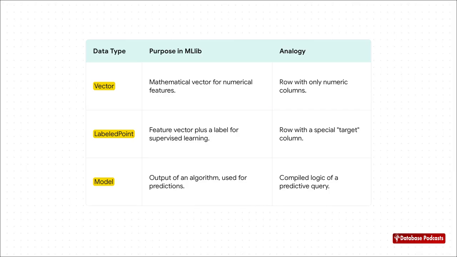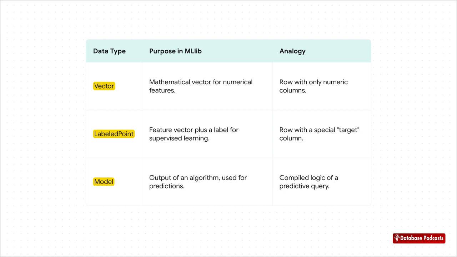So the way MLlib handles this is actually pretty brilliant. It boils everything down to 3 core data types. First up is the vector. And for anyone with a database background, this analogy is perfect. Just think of it as a single row in your table that has only numeric columns. Simple.